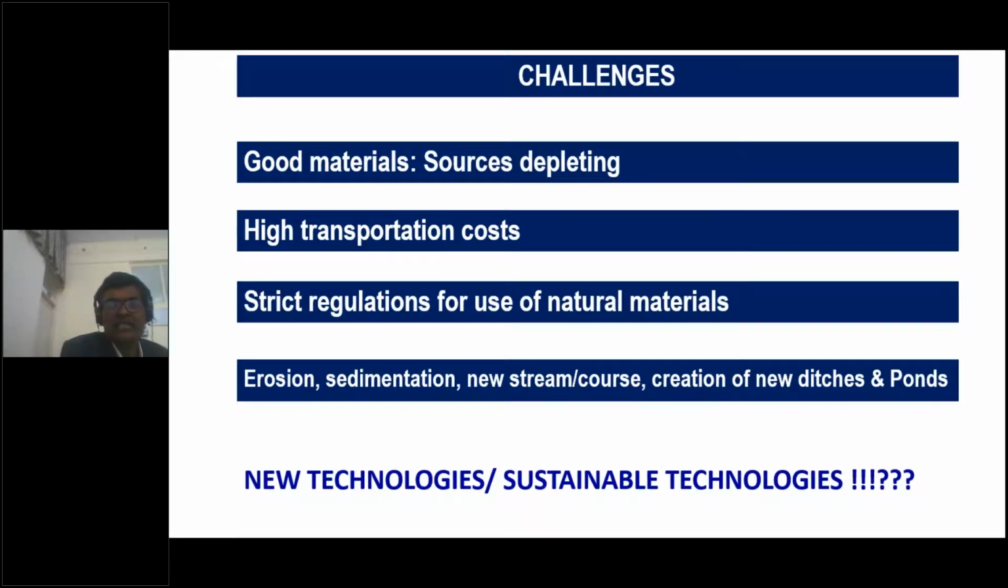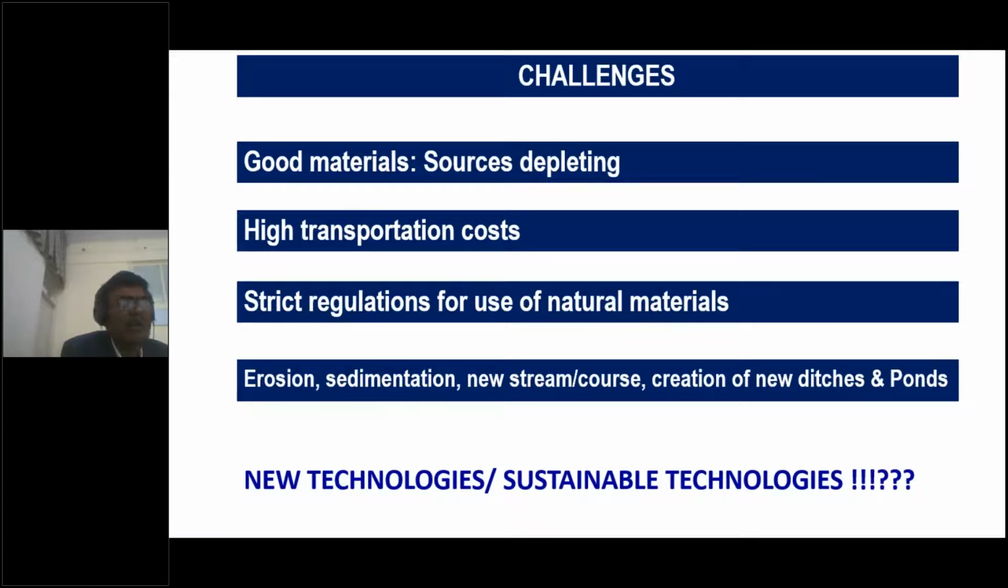Because we need good materials, fortunately in South India we have good materials. In North India, we may have to go 50-60 kilometers to get even good soil for construction. So there are high transportation costs, and we cannot use many natural resources and materials. Strict regulations are there.